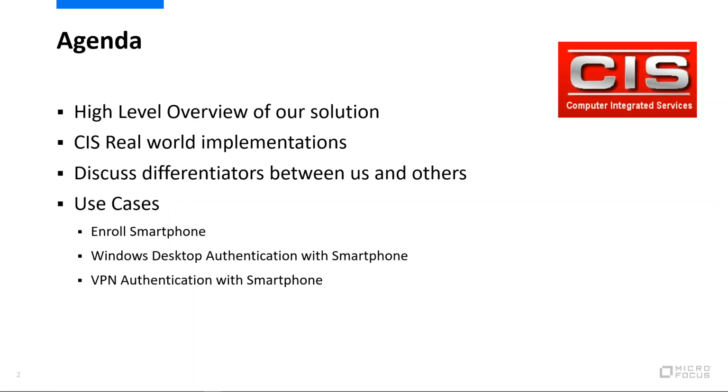Our agenda for today is a high-level overview of the solution itself, followed by some CIS real-world implementations. We'll discuss differentiators between us and other solutions out there. We'll also cover a couple of use cases demonstrating the enrollment of a smartphone. We'll show that smartphone being used for two-factor authentication for a Windows desktop. And we will also provide a demonstration of VPN authentication using a smartphone for two-factor as well.